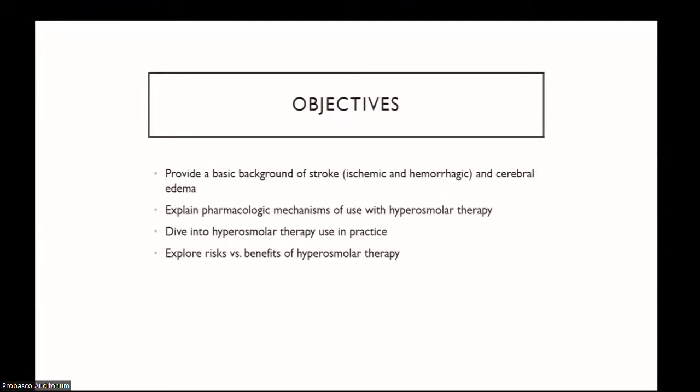So my objectives: I just want to provide a basic background of stroke, both ischemic and hemorrhagic, and then explain the pharmacology behind hyperosmolar therapy and get into their use in practice. The beginning might be a bit of a snooze fest for some of you who are much smarter than me, but I learned a lot about the pathophysiology behind neurology and these meds doing this, and hopefully you guys can learn a little too.